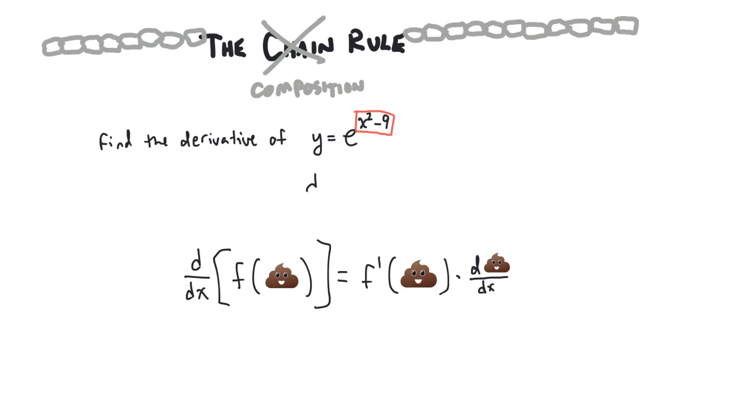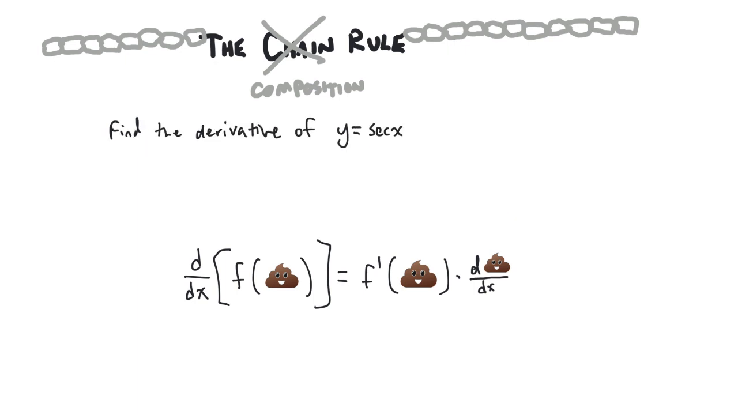So I would say the derivative of this function is equal to the derivative of the outer function, which is e to the power. Leave the power alone, multiplied by the derivative of that power. And the derivative of x squared minus 9 is 2x. This might be nicer to write as 2x e to the x squared minus 9, so there's no confusion about what is being multiplied and what is being raised to a power.